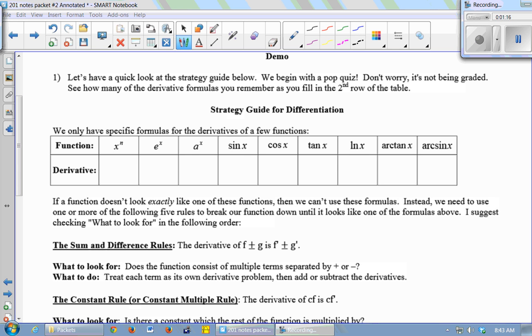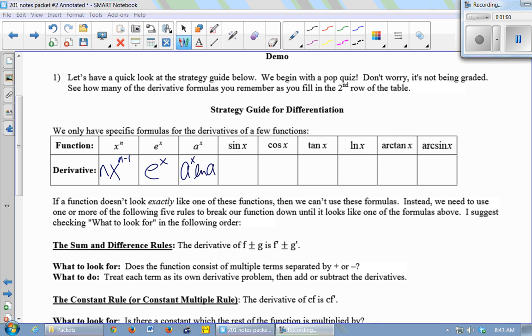What's the derivative of x to the n? n x to the n minus 1. That's the only derivative rule we knew for test 1. The rest of them we've learned since then. Some of them we kind of guessed what they were going to be, but now we officially know the derivative of e to the x is e to the x. Derivative of a to the x, a to the x times the ln of a.